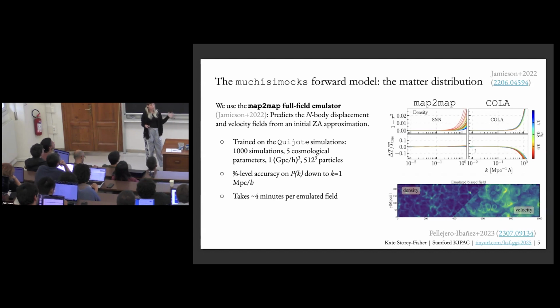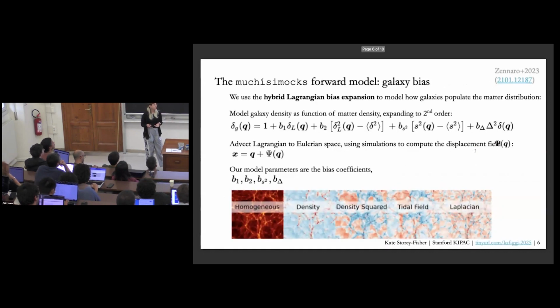Okay, so this is just to get the dark matter field. Then how do we model our galaxies that are actually the data that we're collecting? We use something called the hybrid Lagrangian bias expansion. So the idea behind this is that we can break down our galaxy density field into fields at a given order that represent different terms.